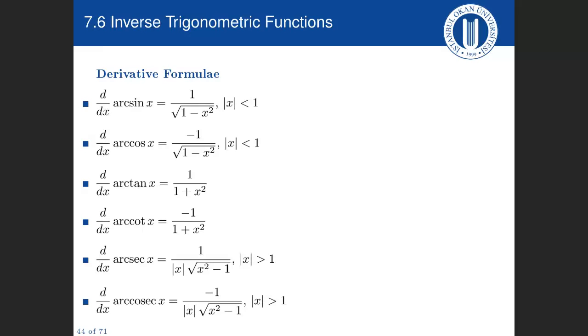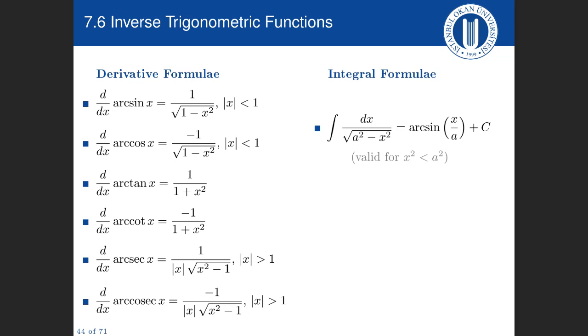Now that we know how to differentiate the inverse trigonometric functions, we then know how to do some integrals. We know that the integral of dx over the square root of a squared minus x squared, well, that looks almost exactly the same as the derivative of arcsine. Doing a substitution, I'll leave it for you to check that this is the same as arcsine x over a plus c.